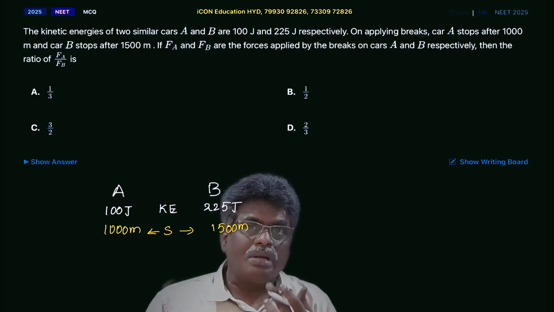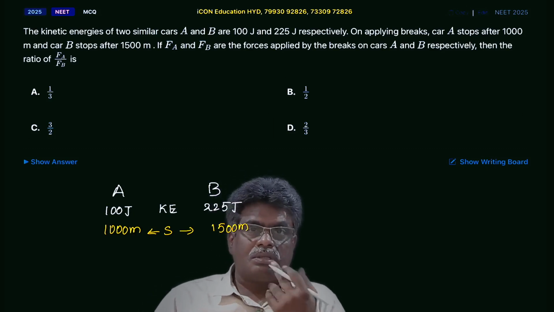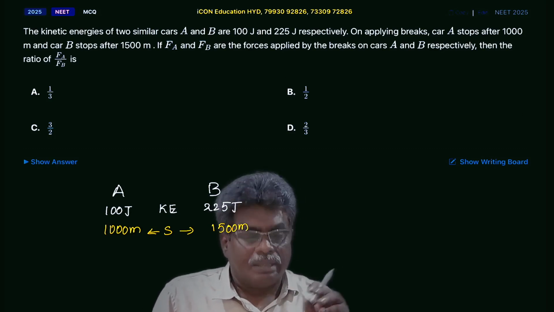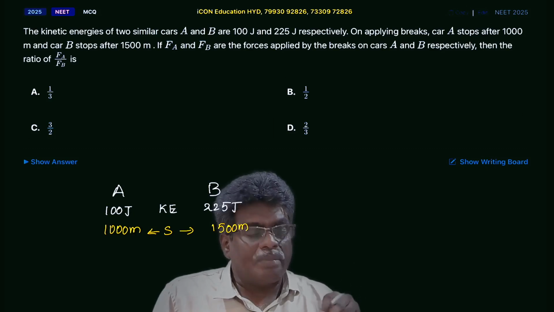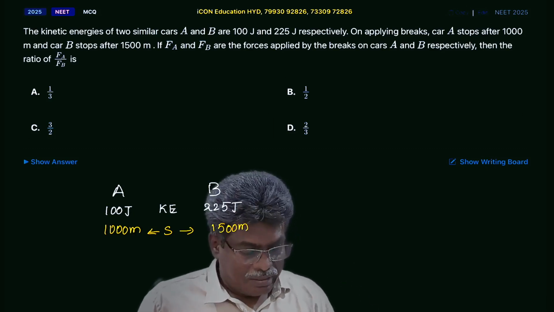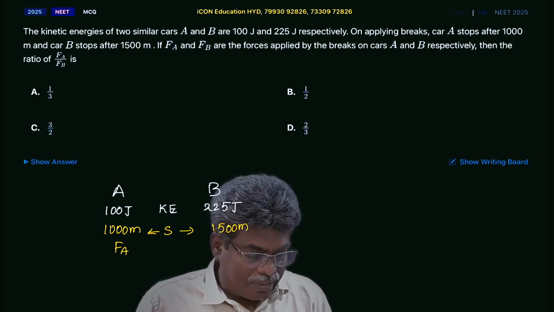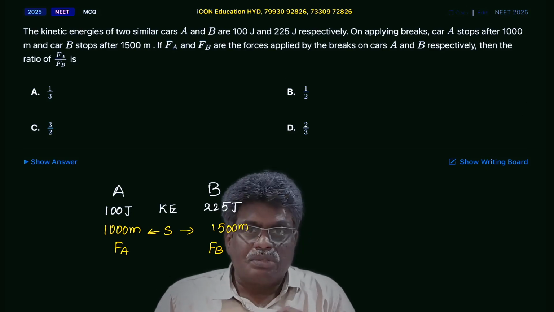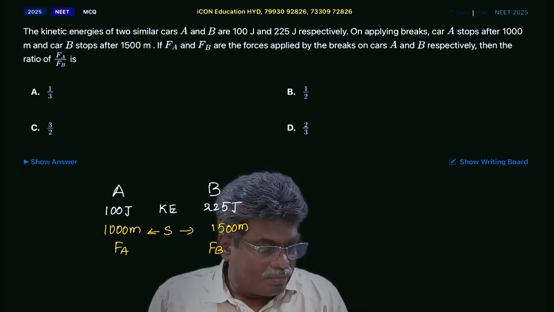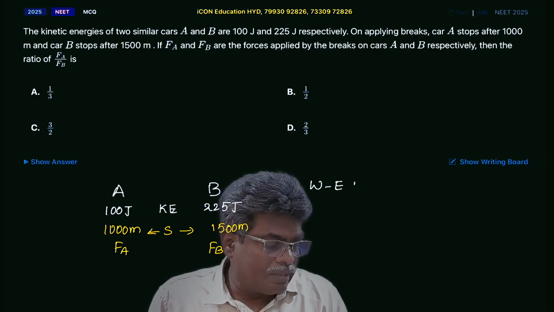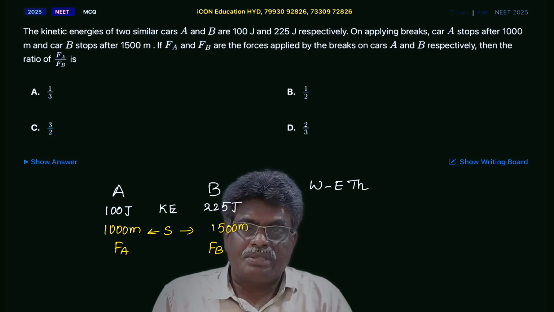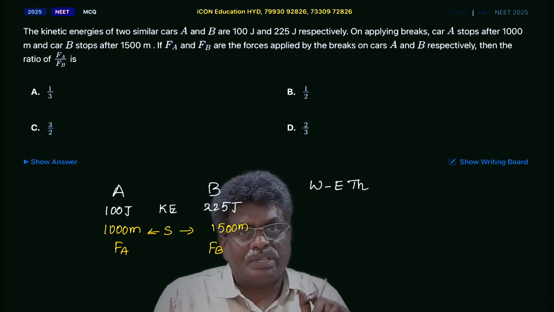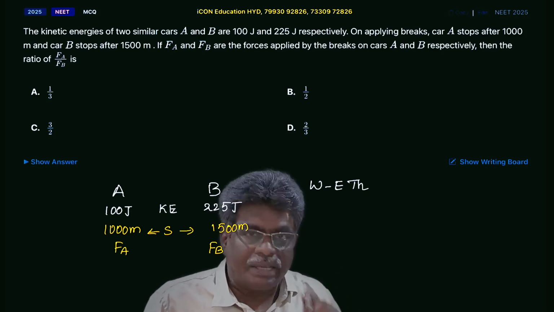Okay. Now what they are asking is, what is the force ratio FA by FB? That is the force applied by the brakes on the car. So if you want to find this FA and FB, you have to apply the work energy theorem. So what is this work energy theorem? The amount of work done on a system will be converted in the form of either kinetic energy or potential energy. Here we are talking about the kinetic energy.